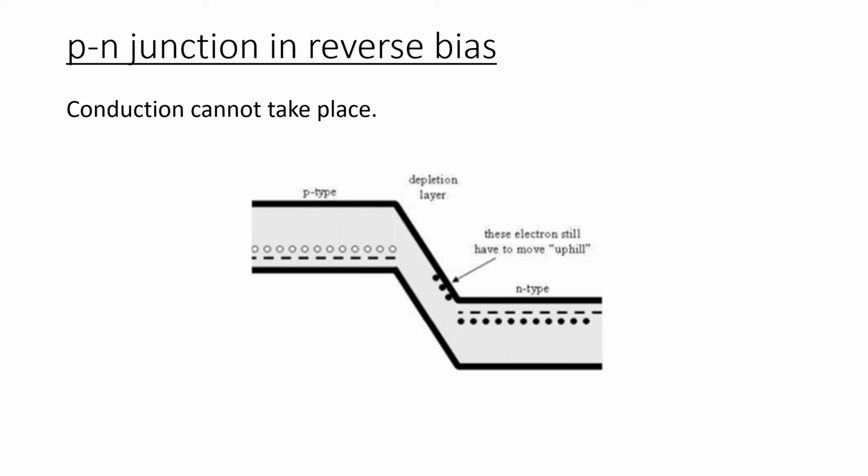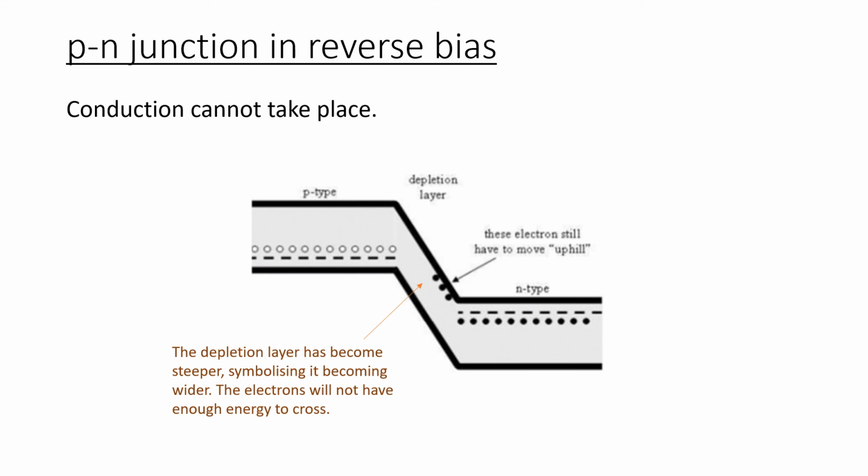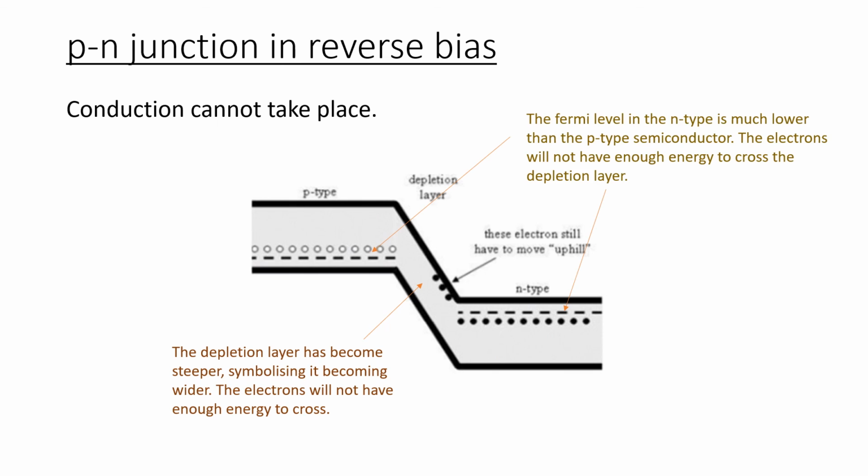Looking at a p-n junction in reverse bias in terms of band theory now, you can see very, very clearly that the depletion layer has actually become very, very steep. You can also see that the Fermi levels themselves, they don't interconnect. They can't actually cross the depletion layer. And as a result, if the Fermi level cannot cross the depletion layer, the electrons will never have enough energy to cross from the n-type side of the semiconductor into the p-type side of the semiconductor. So the depletion layer becomes so great that no conduction can take place.